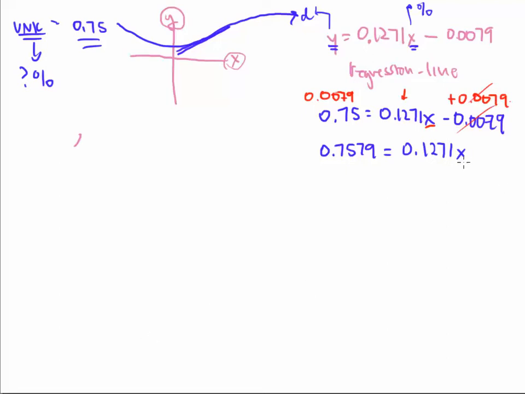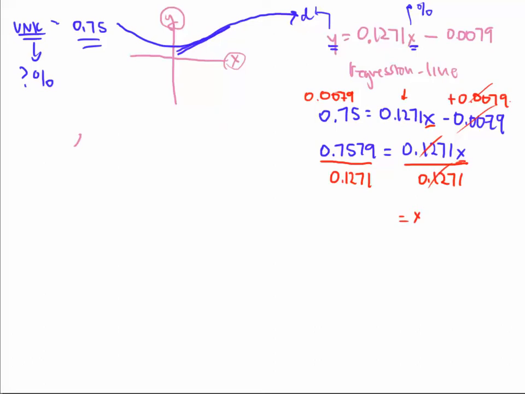We need to isolate x by itself. Okay, so we still need to get x by itself. We look at this number and say this is 0.1271 times x, and we are going to do the opposite of. So the opposite of multiplication is division. So we will divide by 0.1271 to each side of the equation. When I do this, these cancel out. I'm left with x on this side only, which is what we want.